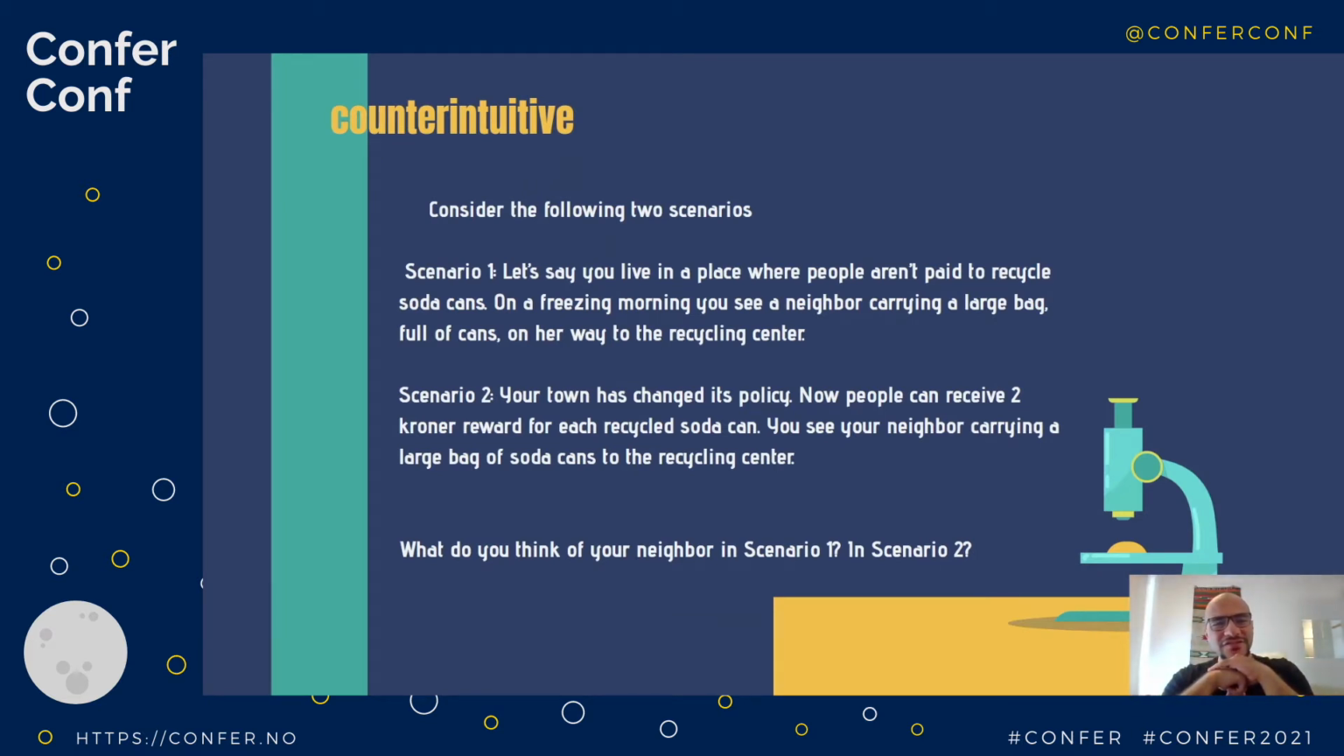Let's consider the following two scenarios. The first scenario is that you live in the city before the applying of this policy, so there was no monetary value for recycling. And on a freezing morning, you see your neighbor carrying a large bag of soda cans going to the recycling center. What would you think about your neighbor in this first scenario? Second scenario, after the city council applies this policy, now people receive the 2 krona reward for each recycled soda can. Now you see your neighbor carrying a large bag of soda cans and going on a freezing morning to the recycling center. What would you think about your neighbor in the second scenario?